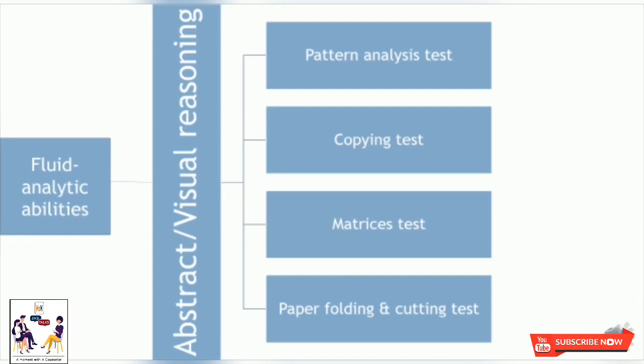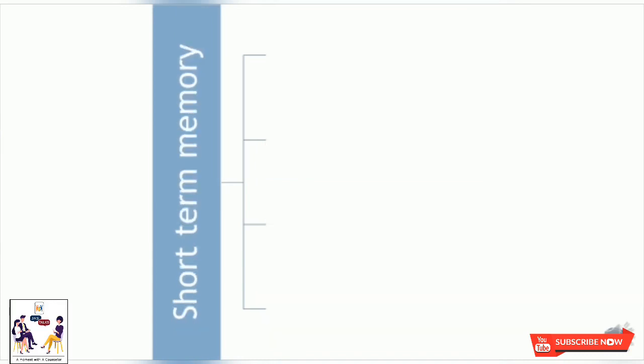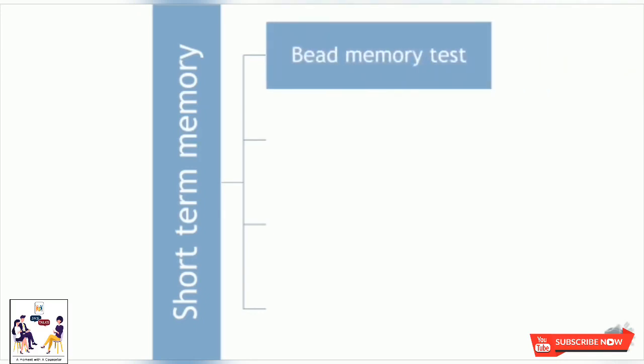Group factors. Short-term memory. In the short-term memory also, there are mainly four subtests. The first subtest is the beat memory test. In the beat memory test, the subjects are asked to identify the beats or redo a beat making.